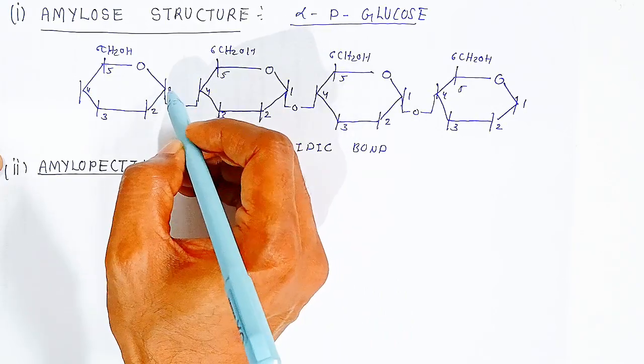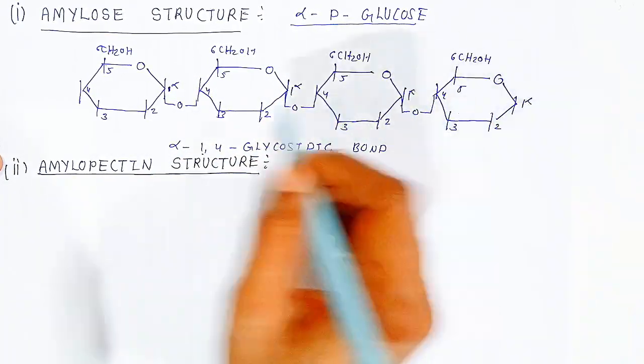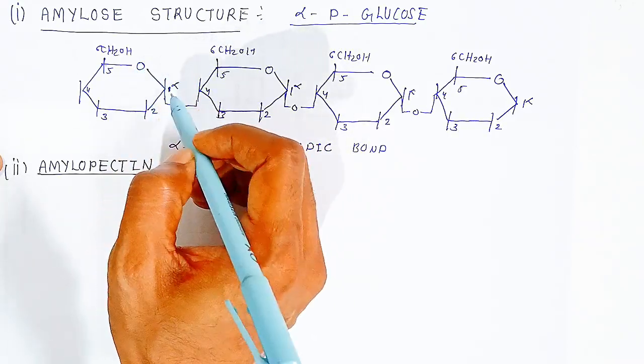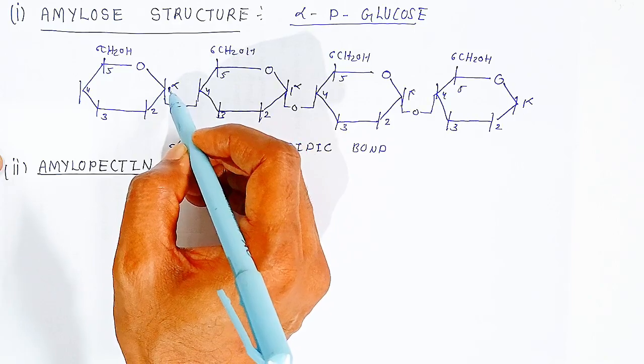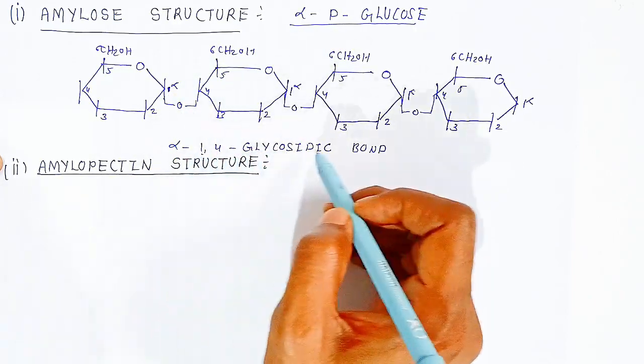Why is it alpha students? Because this is the alpha carbon. All are alpha carbons. Because this is the ketone group. The carbon which comes just before the ketone, that we call the alpha carbon. So that is why the bond name is alpha 1,4 glycosidic bond.